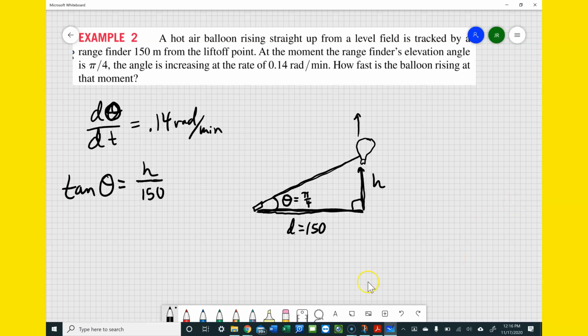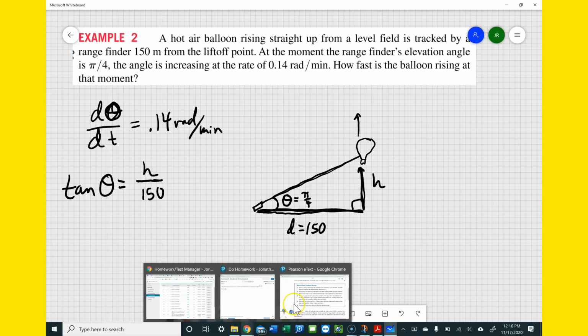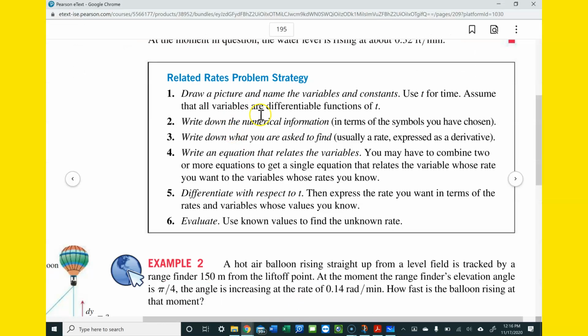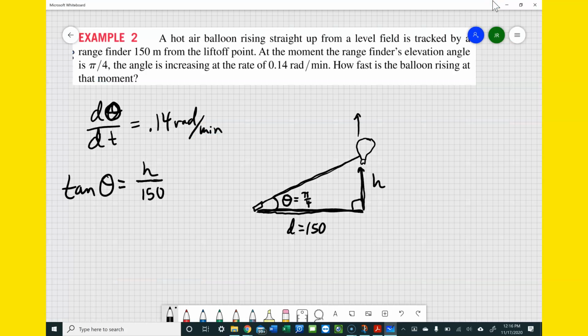Let me see if I have obeyed my instructions here. Write down numerical information. I think I have done that. Write down what you're asked to find. I haven't done that yet. What are we asked to find? How fast is the balloon rising? What does that mean I'm finding? What rate is that? That is dH dt. That's what I'm trying to find.